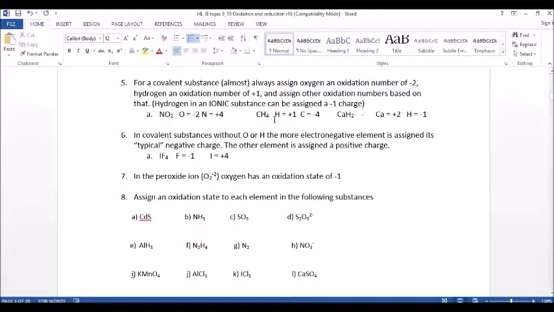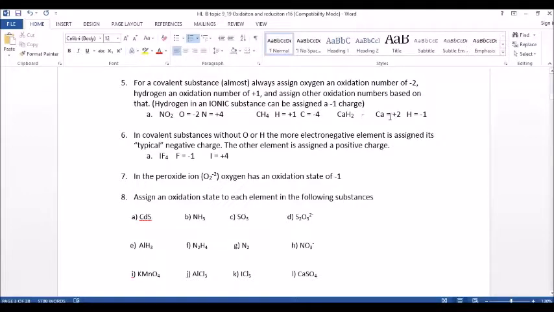When it comes to CH4, I'm going to give hydrogen a charge, an oxidation state of +1. There's 4 hydrogens though, so that's a total of +4. So to make that sum to 0, the carbon has to be -4. So in this substance, carbon's oxidation state is -4.